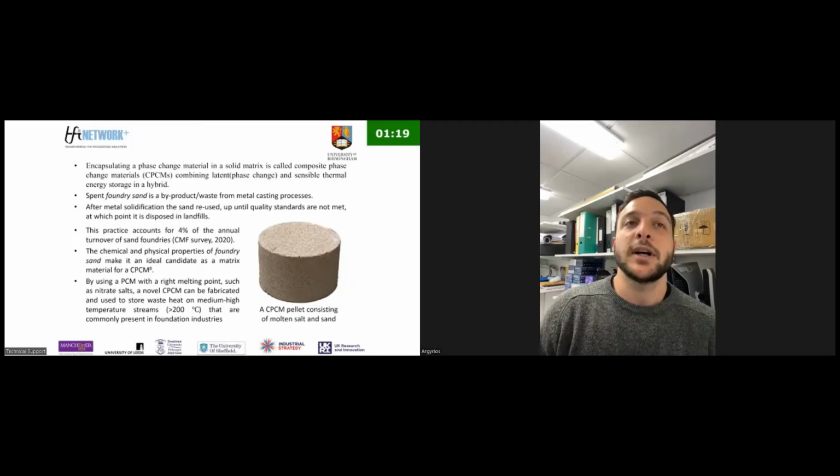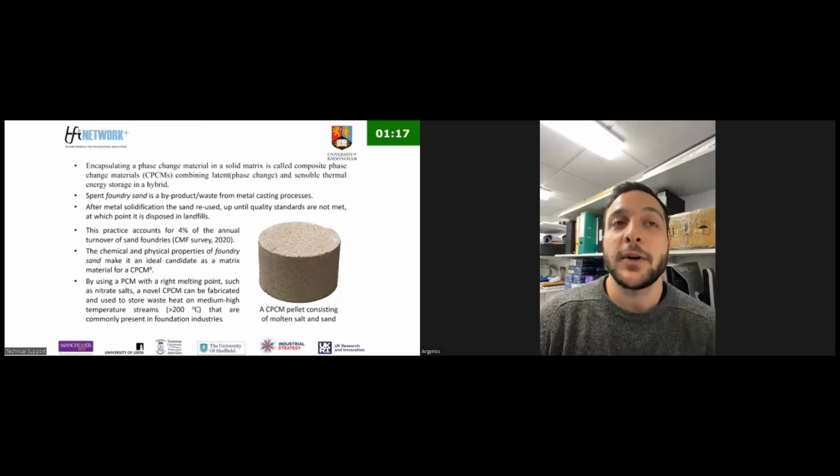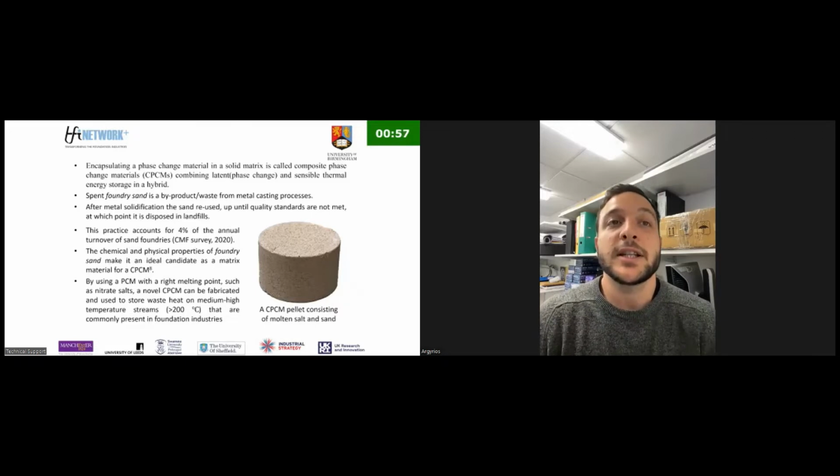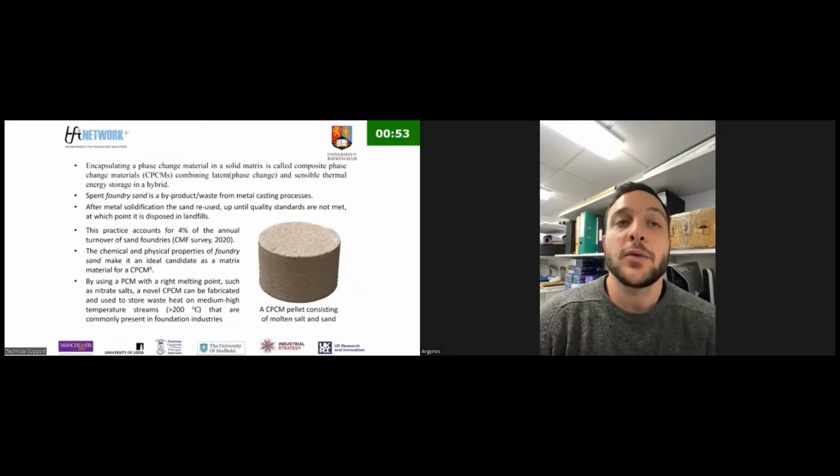So we identified spent foundry sand, which is a byproduct from the metal casting process, as a good candidate to encapsulate the molten salt, so our phase change material. The sand is typically reused and dumped, and this accounts for 4% of the turnover of the sand industry. And so we decided to use it, and we produced what we call a composite phase change material, as you can see in the image there.